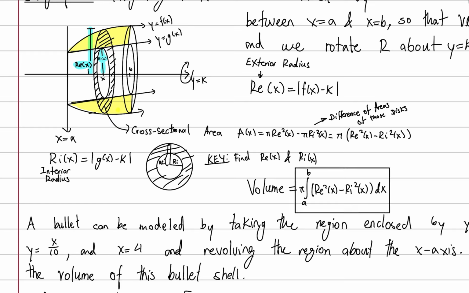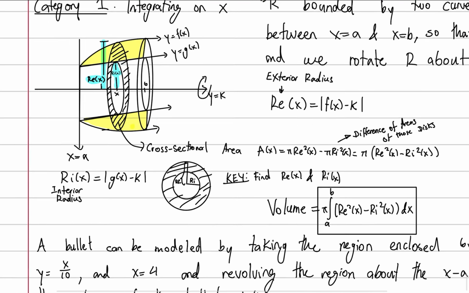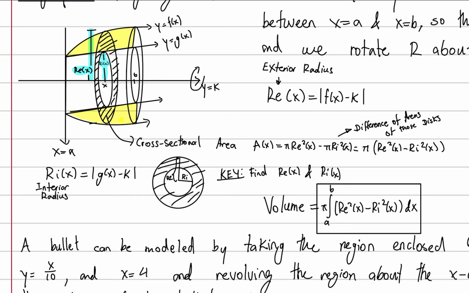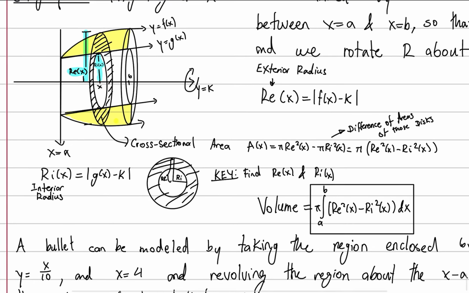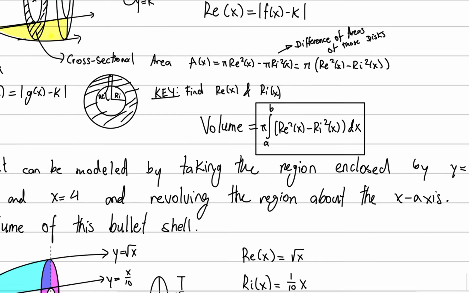And if you can't remember it, just derive it. You do need to memorize slicing, but once you memorize that, you know how to get the area, and you can get this pretty easily as well. The key here is to find the exterior radius as a function of x and the interior radius as a function of x. Here's an example problem.